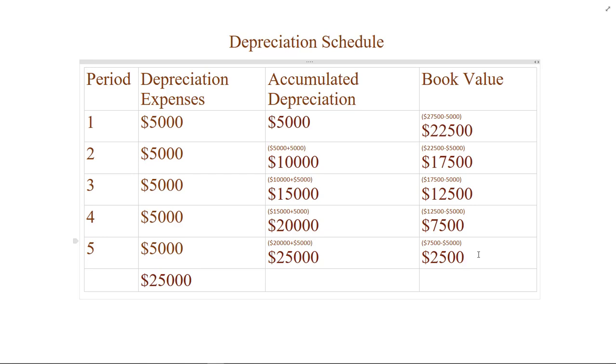So students, for the depreciation chart, there is a very simple formula. For accumulated depreciation, annually we are going to add the depreciation expenses to it. And for the book value, annually we are going to deduct the depreciation expenses from the cost of the asset.